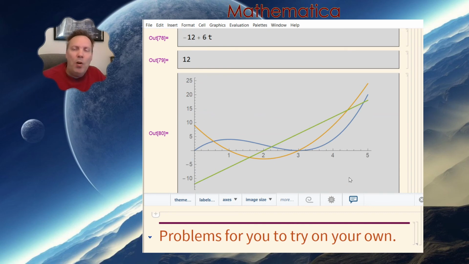Well, think about what the position function was. That was a cubic function. Which one of these looks like a cubic function to you? Well, to me, it looks like the blue one. The velocity function was quadratic. So let's call that orange. And the linear function there, remember, -12 plus 6t? That was our acceleration function. And that's the entire problem.